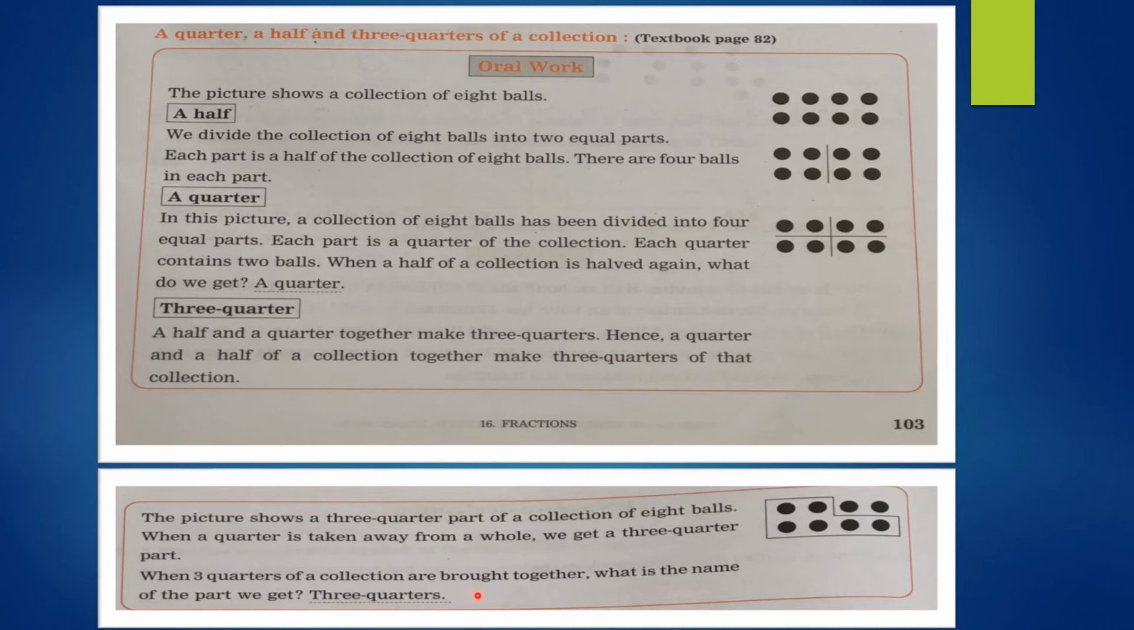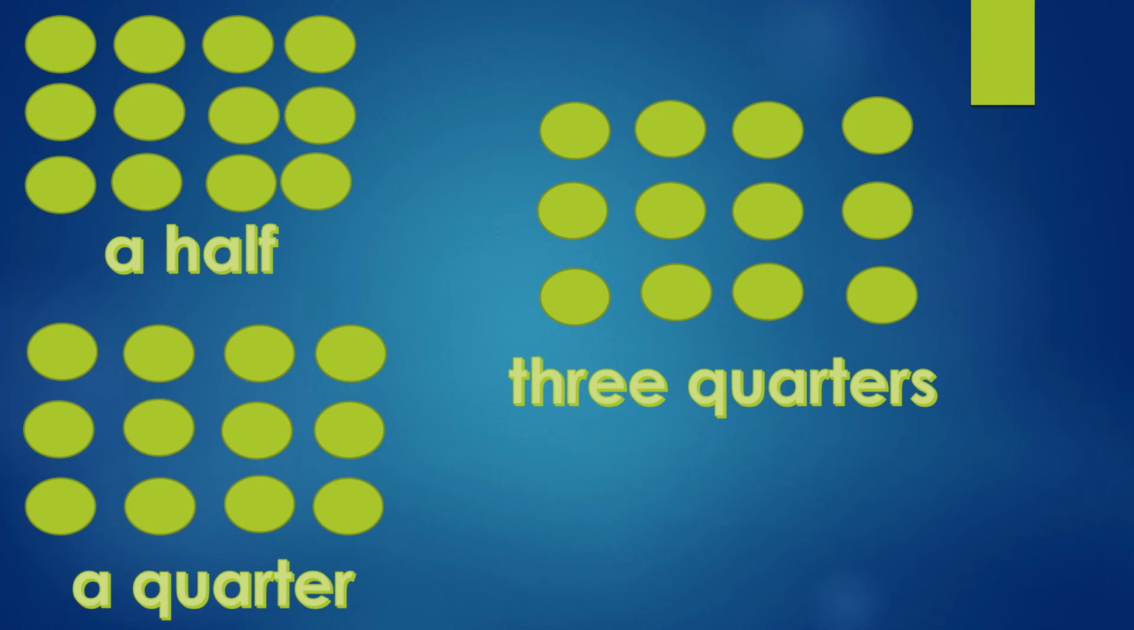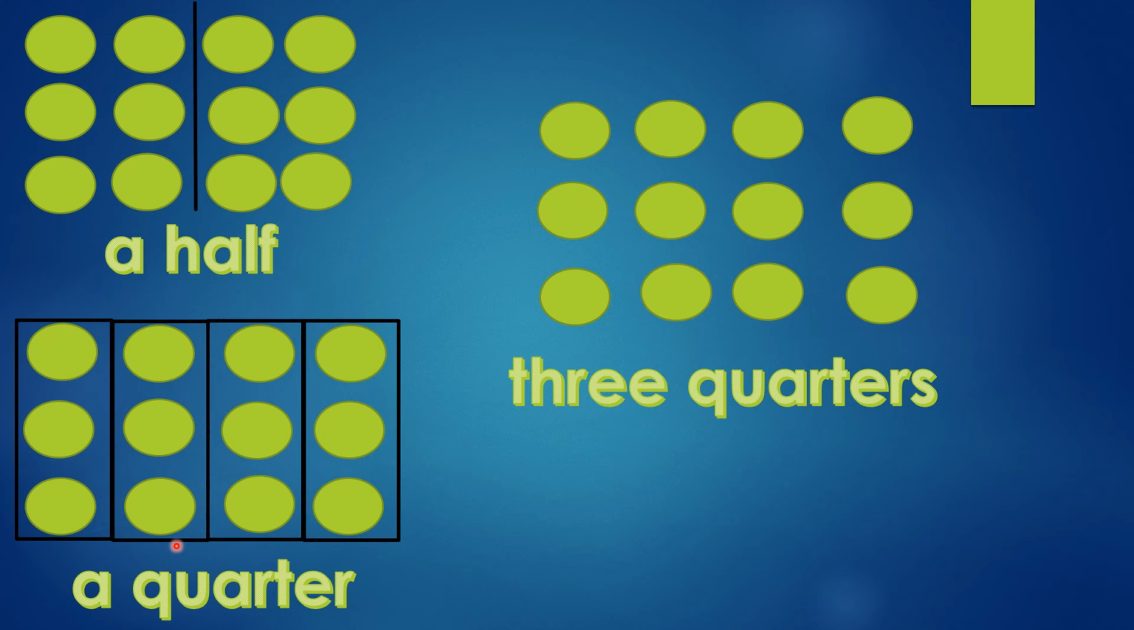When 3/4 of a collection are brought together, what is the name of the part we get? 3/4. So once again, let us look at this concept. A half. Here there are 1, 2, 3, 4, 5, 6, 7, 8, 9, 10, 11, 12. So what is the half of 12? Correct, 6. So here you have 6 and here you have 6. What about a quarter? You will divide it into 4 equal parts. So 1, 2, 3, 4. So every part will have 3. So this is a quarter.